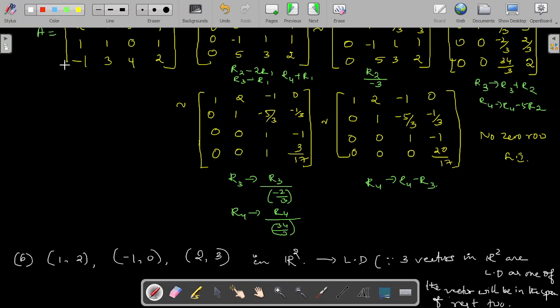You can check with this method, making a matrix whose rows are the given vectors, then converting it into the echelon form, then you will get an echelon form with a zero row. Hence, you can conclude the vectors are linearly dependent. So, this is how we check for the linear dependency or independency of given vectors.